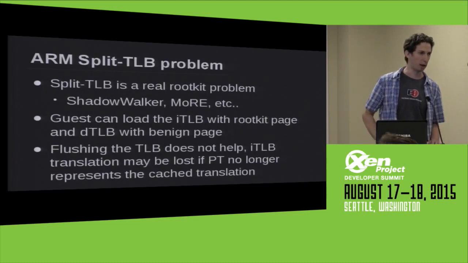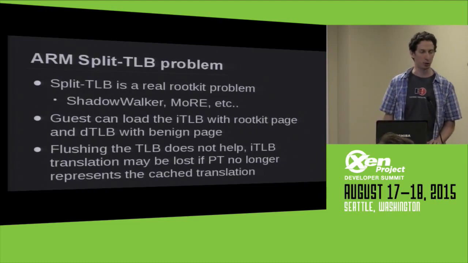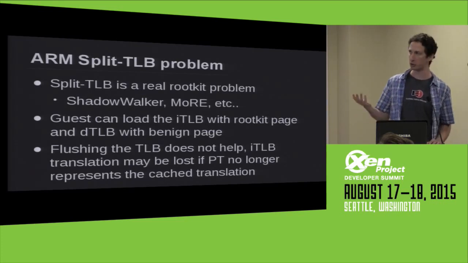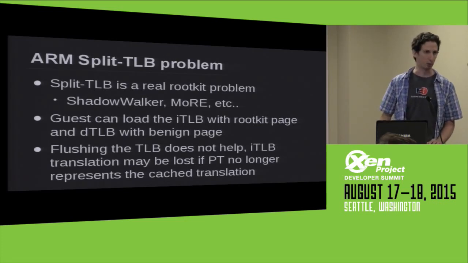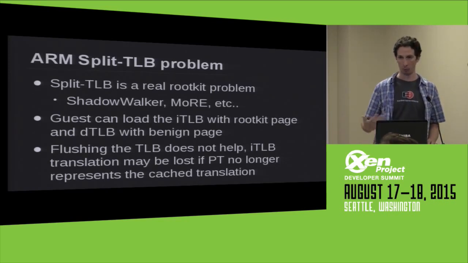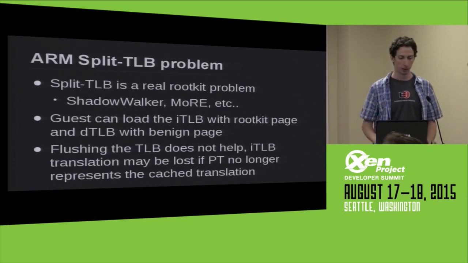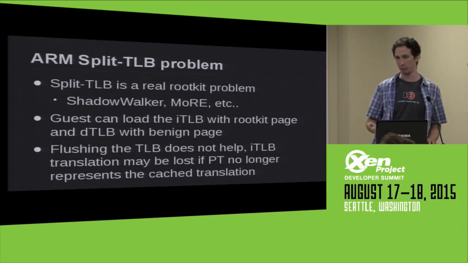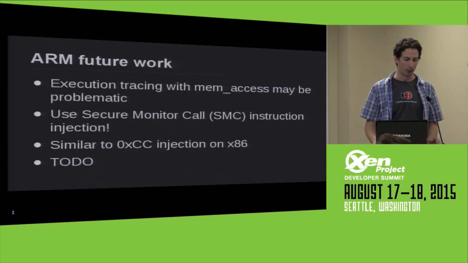And this is not something I made up. This is a technique that has been used on x86 previously for implementing rootkits. For example, the Shadow Walker rootkit implemented exactly this mechanism to split the TLB and hide the malicious code pages from security software, because you can only see what the instruction is mapped to if you access it as an instruction fetch, which now with Xen on ARM, we really can't do. Flushing the TLB will not help. If the page table no longer represents that cached translation, that translation is gone, so you will have no idea where the rootkit page is actually located. So this is a problem.